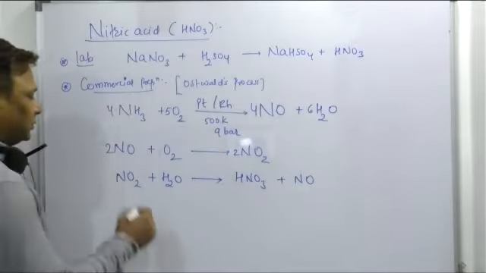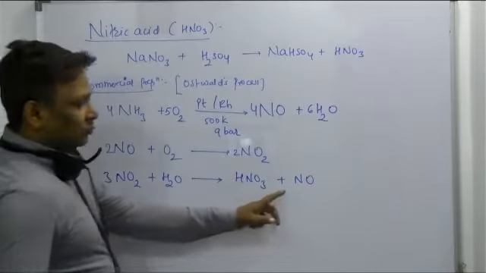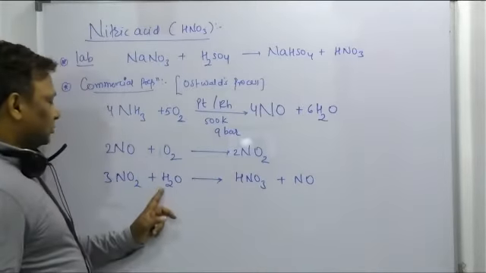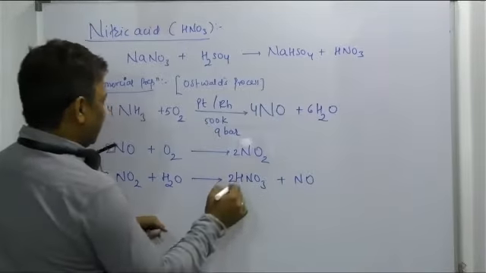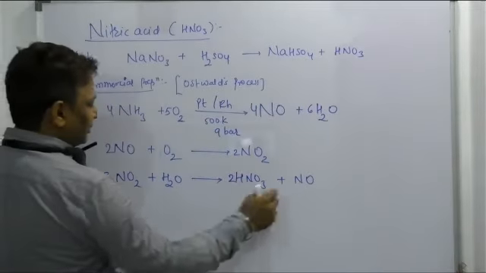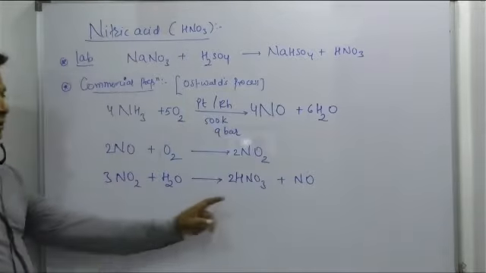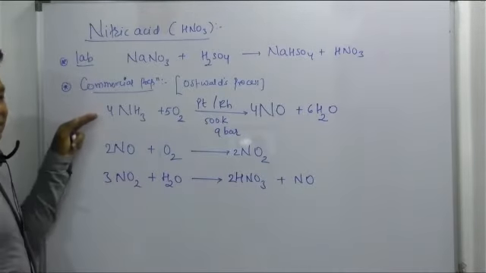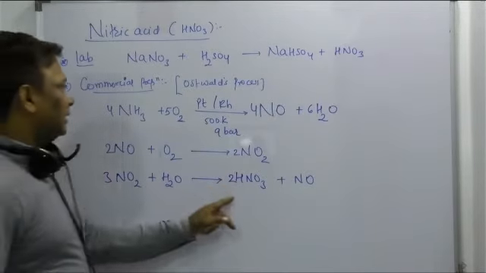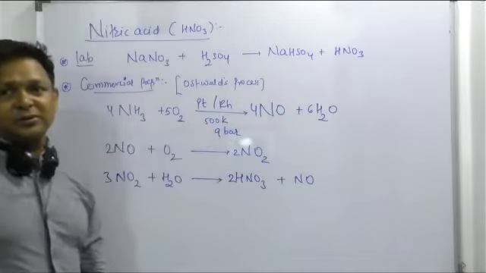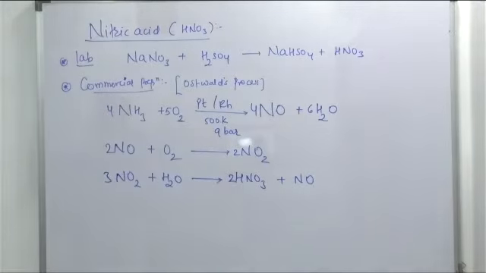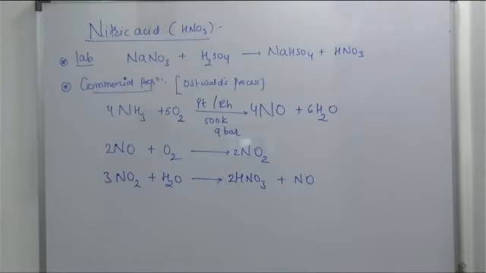Balance it, beta, by putting 3 here. Then NO will be 2 HNO3. Hydrogen how many, beta? 2. Make it 2. Nitrogen 3 means 2 plus 1, 3. Oxygen 6 plus 1, 7. Everything is balanced. We got the nitric acid. So beta, these are the 3 steps to prepare nitric acid by the Ostwald process. Chalo, take a note of this or take a screenshot.